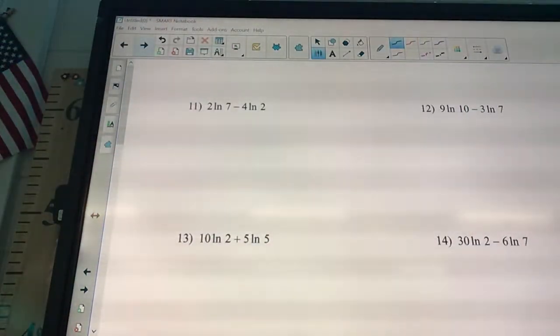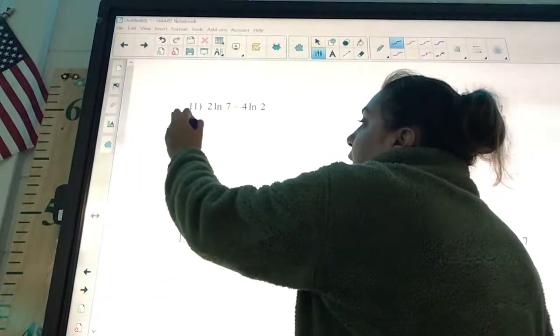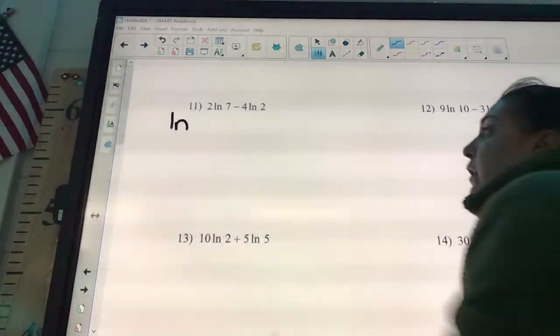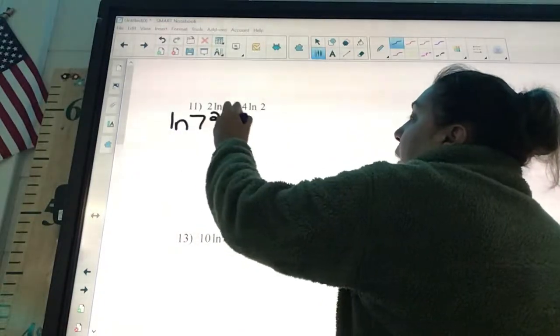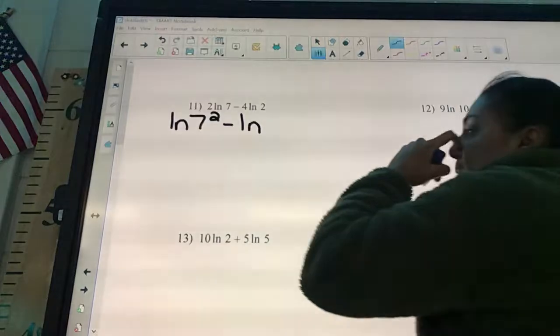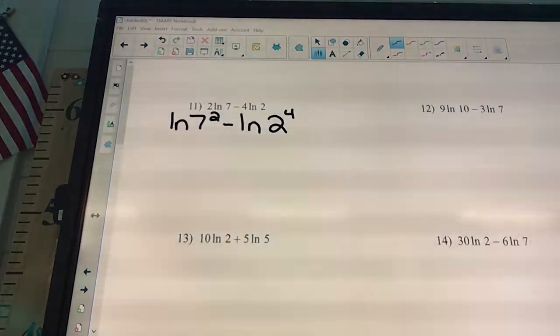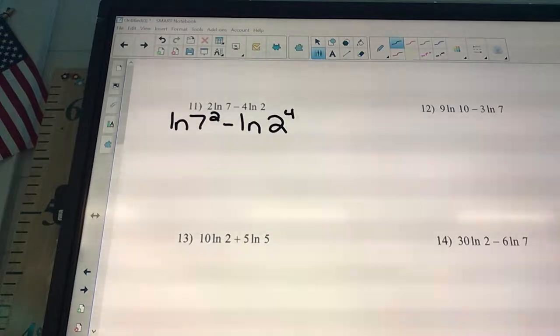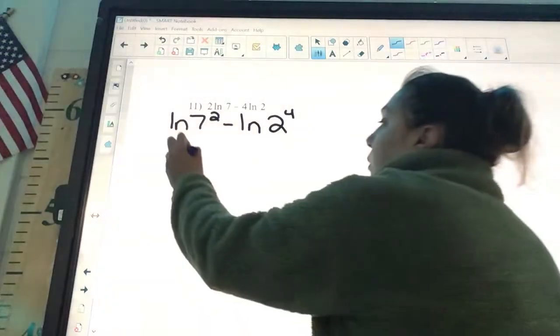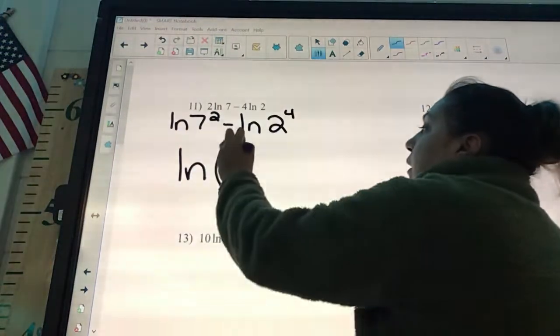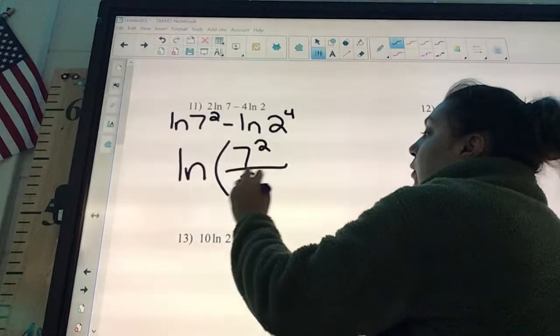Okay, 11. Are there numbers up front? Yes. So we need to move those first. Our first one is going to look like natural log of what? 7 squared. Minus natural log of 2 to the 4th. Now we got a minus, so what do we do with that? You divide. So we got natural log of 7 squared over 2 to the 4th.